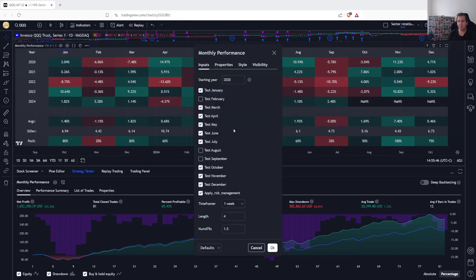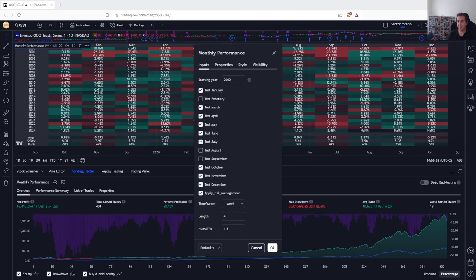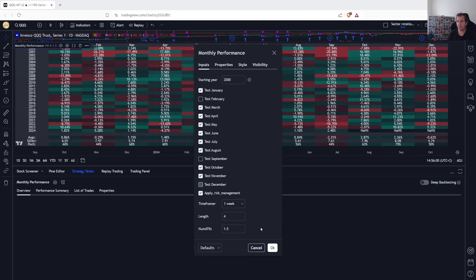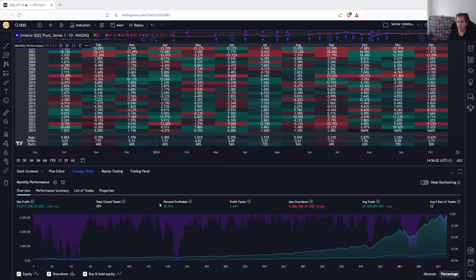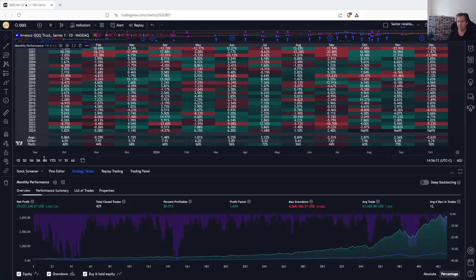Because, for example, if we take the entire history of the NASDAQ, we can see that in this case February, September, and December are weak months. So I'm going to remove September and December, and we can see that our performance is going to be even better. We will have a total over these 20 years of 2,900% compared to 400, which would be buy and hold.